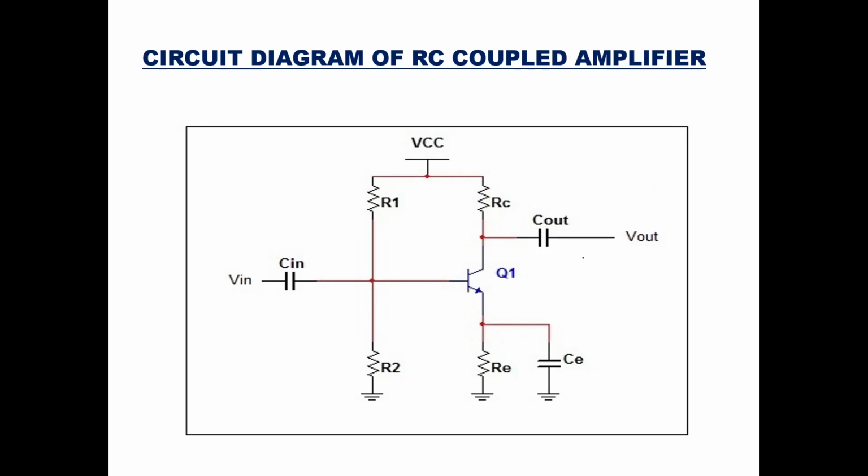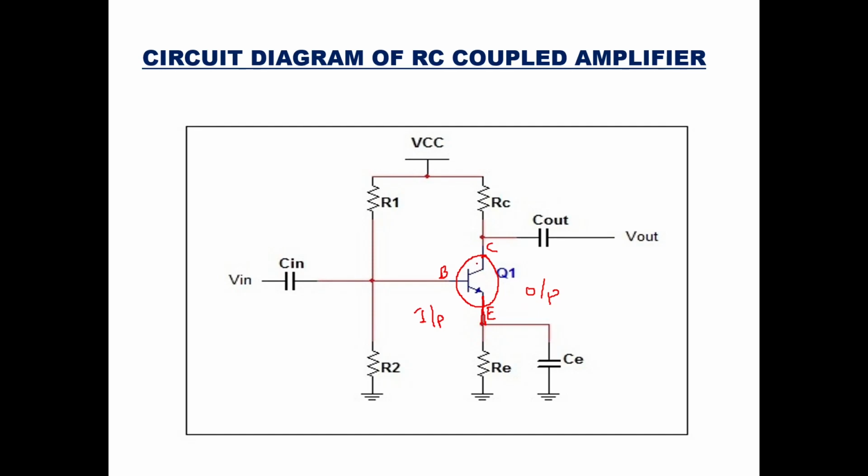Now here you can see the main component which will amplify is your transistor. Now this transistor has three terminals. This is base, this is collector, and this is emitter. Okay. So it is connected in common emitter configuration. So here you can see this emitter is common to the input circuit, and this emitter is common to the output circuit also. Okay, so it is a common emitter configuration.